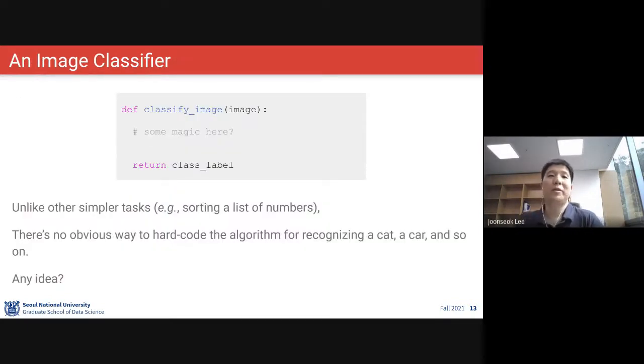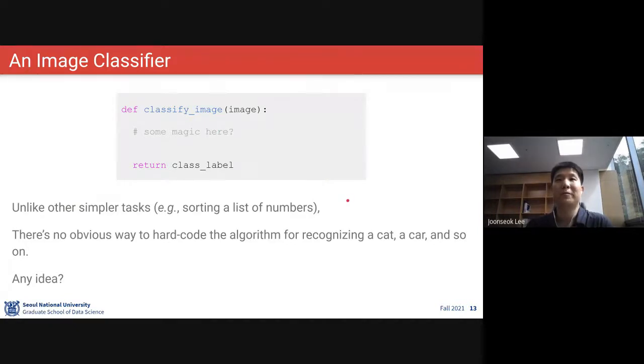So how should we build an image classifier? I assume that all of you are now familiar with Python programming. We'd like to build a function called classify image, which basically takes an image as an input. This is a three-dimensional tensor of size width times height times the number of channels, which is 3 for RGB. We do some coding here, and then we'd like to output the class label. So if we have an input of a cat, what we'd like to output is cat. But what should we do here?